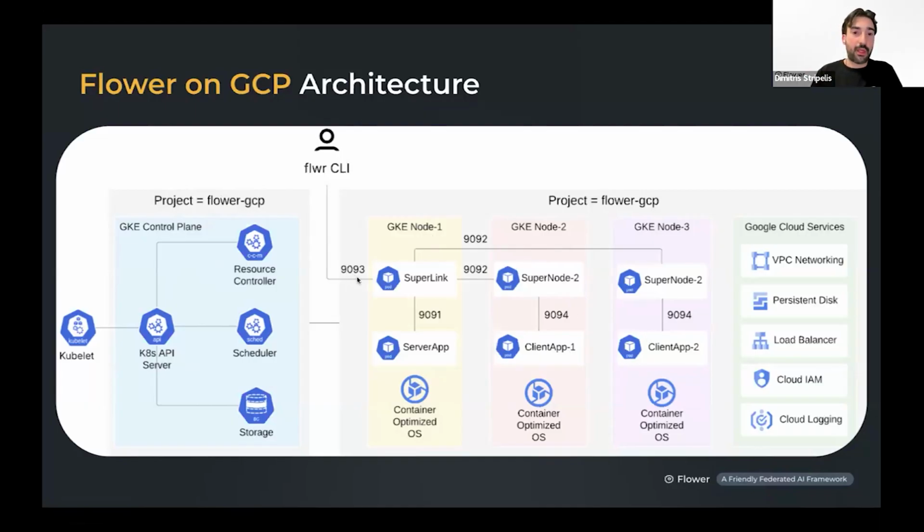What we show on the connected lines are the ports that we showed at the very beginning of our presentation: how the user interacts with the existing Kubernetes cluster, and how the nodes, the clients or the SuperNodes, interact with the Superlink, through which port and which service.